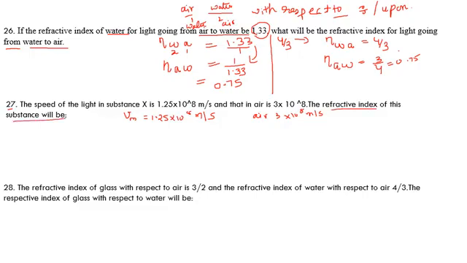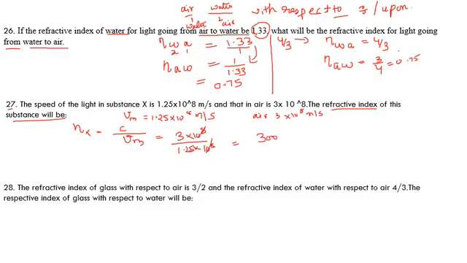So we know that refractive index of x, let's take x, is equal to the speed of the light in air divided by the speed of light in medium. So it's very simple, 3 into 10 to the power 8 divided by 1.25 into 10 to the power 8. This thing will cut off. And what is 3 divided by 1.25? So we can just solve it.